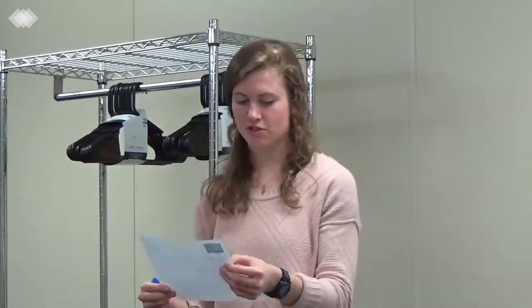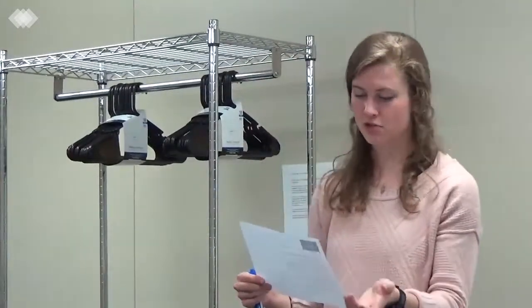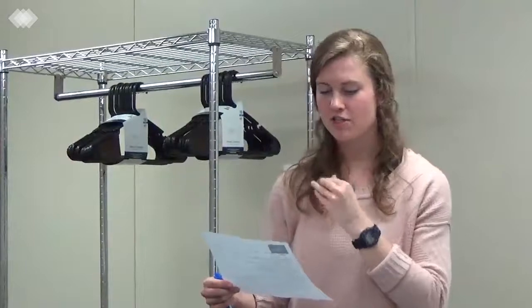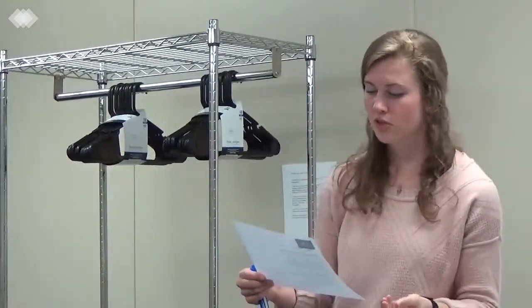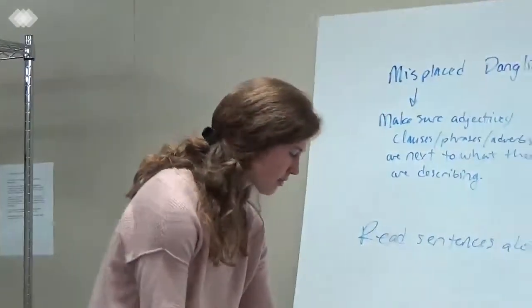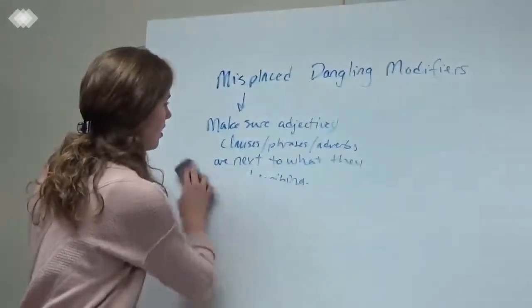So I'll just go through the first one of each so you kind of know what's going on. For misplaced modifiers, the first question is, a wind blew across the field. It was cold and blustery. I'll write this one up on the board.